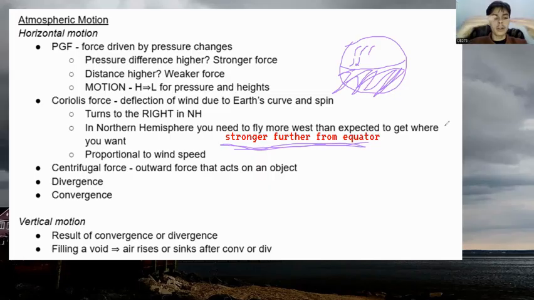Well, if we have divergence, there's going to be a void, and air is going to either rise or sink after these motions, to fill that void that there is. And we're going to talk more about that later, though. All right, so let's continue on with this.